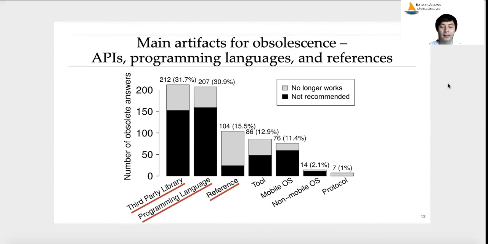We also highlight here that knowledge obsolescence can have two different types. One that we labeled in gray color is the knowledge that no longer works. And another type, which we labeled in black, is the knowledge that is not recommended, which usually exists in legacy systems.